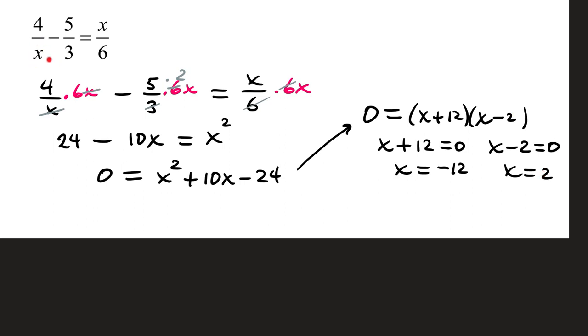The only number you would have to watch out for would be 0 itself, because if x is 0, you have an undefined term. -12 and 2 are okay. They don't cause a 0 denominator.